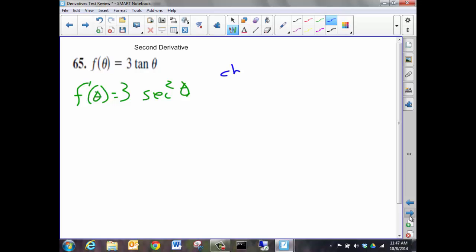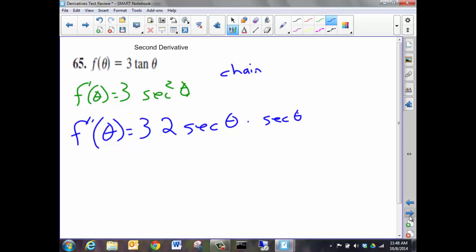Yes, now you've got to do chain rule to get to the next one. Good job, Silas. Double prime. I've got the 3 out here. I've got to use a chain rule on this, which becomes 2 times the secant of theta to the first power times, what's the derivative of secant? Sec tan. Sec theta, tan theta. So that becomes not 32, 6 secant squared theta times the tangent of theta. We okay with that? Good, good, good.